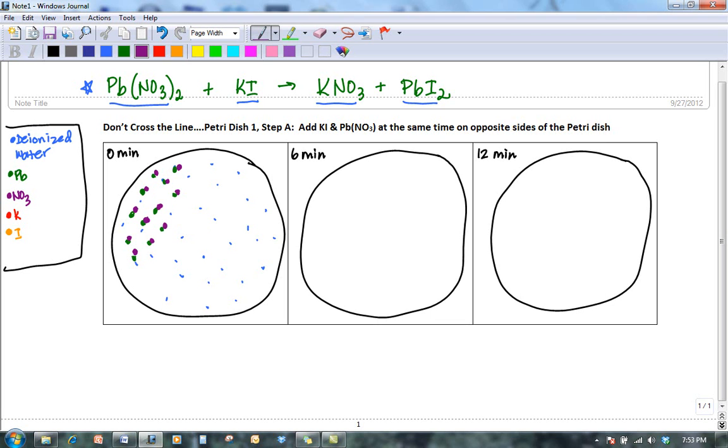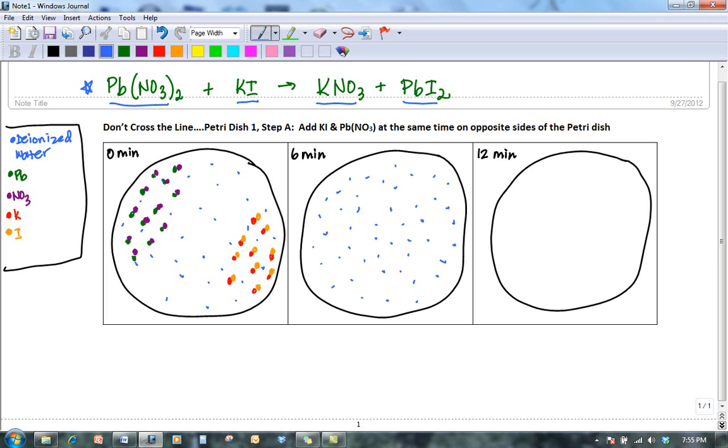Now on the other side of the Petri dish, we added potassium iodide at the same time. So my potassium, according to my key, is represented by red, while my iodide is going to be orange. Like so. So at the very start, we could say that this is what was going on with the molecules that we dropped into our Petri dish of deionized water. Okay, so I just paused this for a second so I could draw in my little molecules of deionized water.